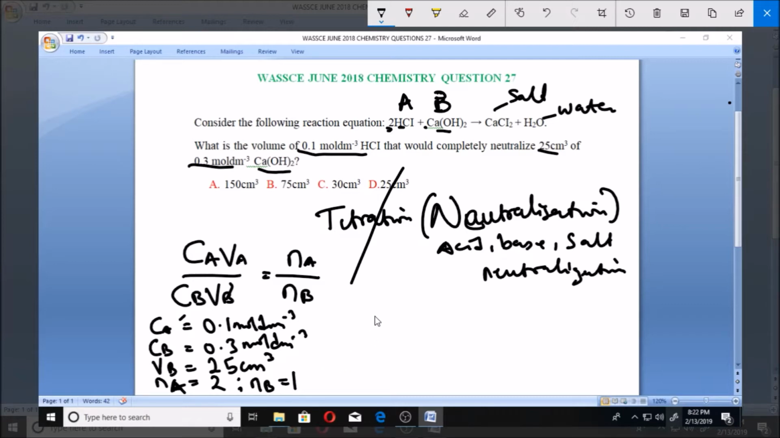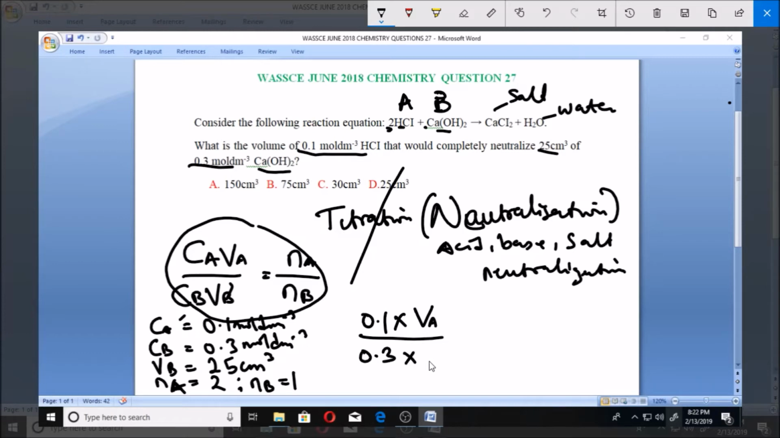So putting all these in this very equation, we have Ca, which is 0.1, times Va. Va is unknown, that's what we are looking for. So we have 0.1 times Va all over Cb, already given, 0.3, times Vb, the volume of the base, 25, equal to Na, the number of moles of acid, 2, all over the number of moles of base, 1.